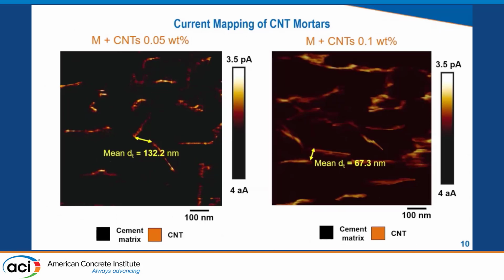We increased the content of nanotubes from 0.05 to 0.1% per weight of cement, and in the right part of this slide we see the AFM of this sample. We can identify more dense light color areas in this image, and the distances between these light color areas, the tunneling distance, is much lower, 67.3 nanometer, and we also see the range of the current mapping.